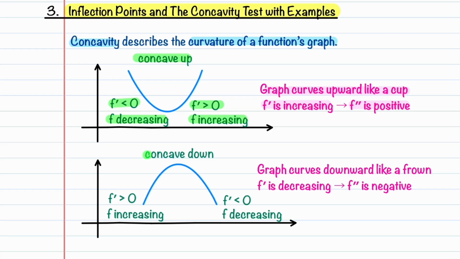When a graph is concave down, it curves downward like a frown. That also rhymes and it might help. When a graph is concave down, it changes from increasing to decreasing. So the derivative is positive and then it becomes negative. So the derivative is decreasing, and that means that the second derivative is negative.